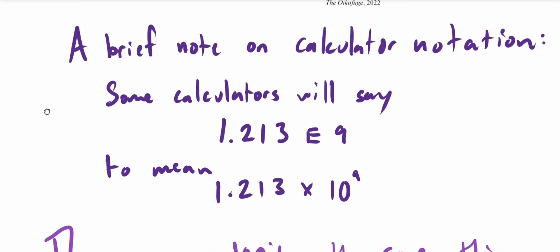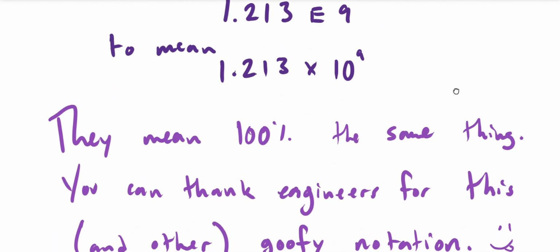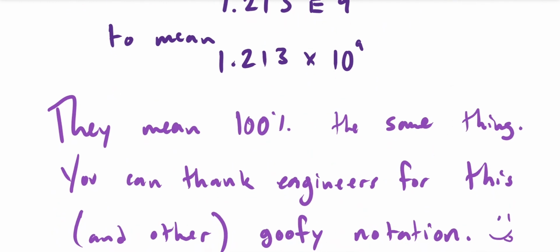Before we do our praxis for the day, I want to make a brief note on calculator notation. Especially the TI calculators will output numbers in scientific notation sometimes. They'll give you things like 1.213 capital E9. And all this means, it's the exact same notation. This E just means times 10 to the power of. So E9 is just times 10 to the power of 9. They mean 100% the same thing. And you can thank all the engineers for using capital E in this way.